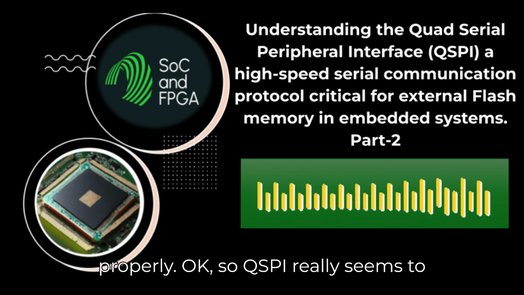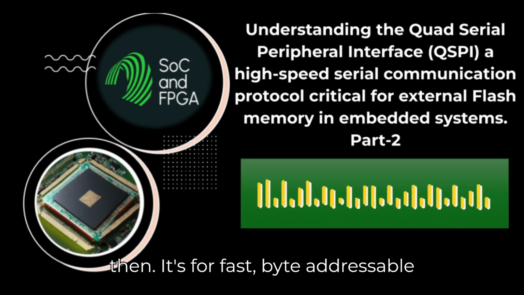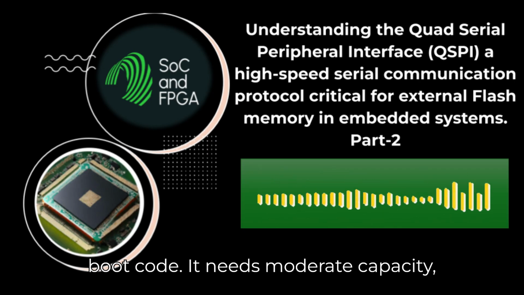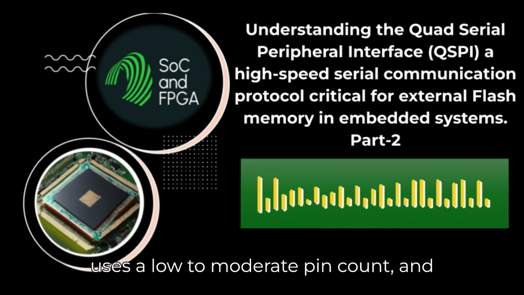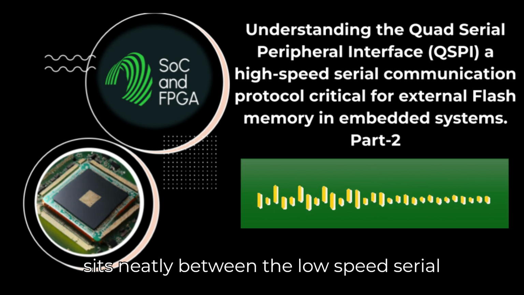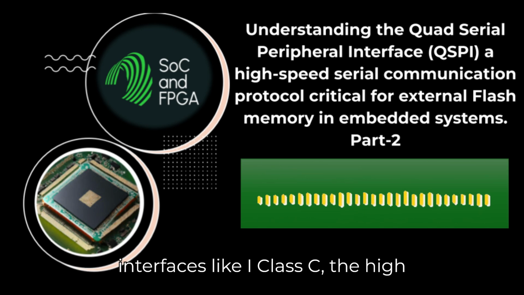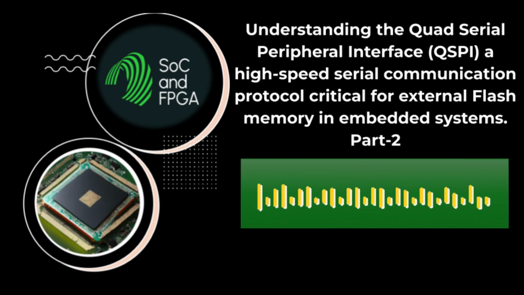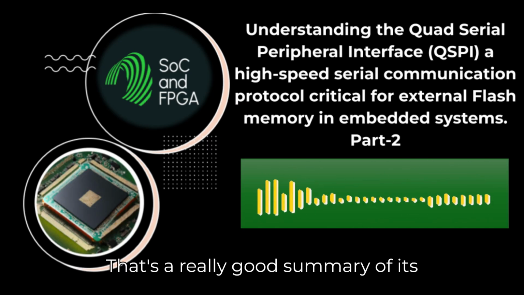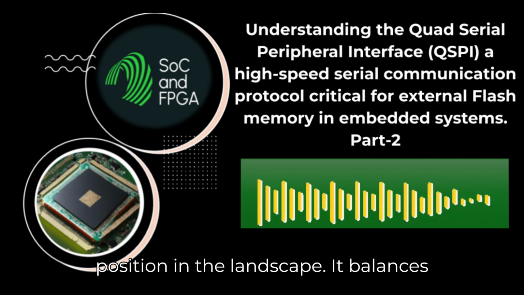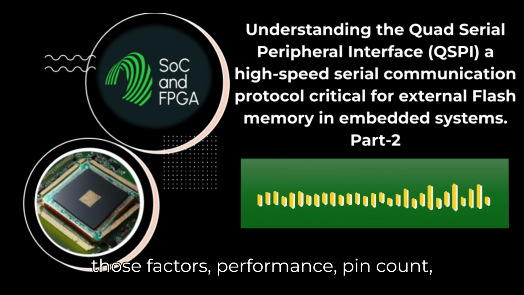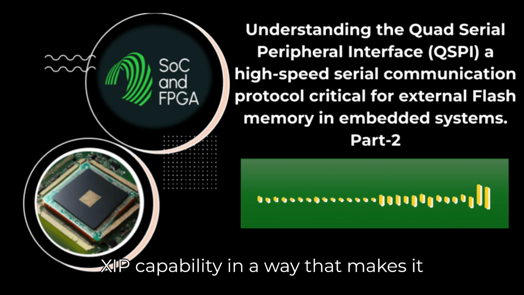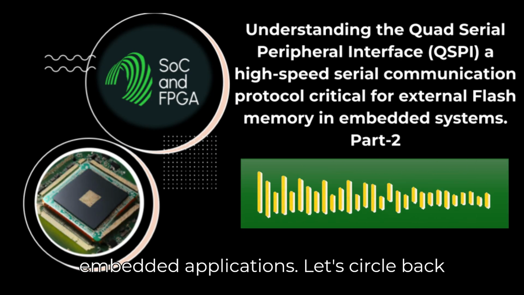Okay, so QSPI really seems to have carved out this important niche then. It's for fast, byte-addressable random reads, making it ideal for XIP and boot code. It needs moderate capacity, uses a low to moderate pin count, and sits neatly between the low-speed serial interfaces like I2C, the high-capacity but complex raw NAND, the managed but less XIP-friendly eMMC, and the pin-hungry legacy parallel NOR. That's a really good summary of its position in the landscape. It balances those factors: performance, pin count, capacity, ease of random access, XIP capability in a way that makes it incredibly useful for a vast range of embedded applications.